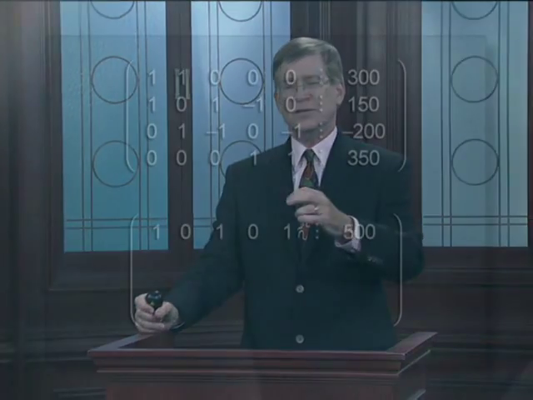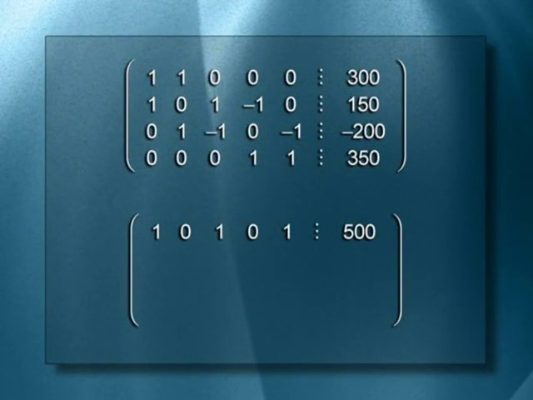A new matrix that is sort of in final form. They actually call this reduced row echelon form. That's a technical term for saying you finished solving the system. And here it is. The first row is 1, 0, 1, 0, 1, and then the right-hand side is 500.